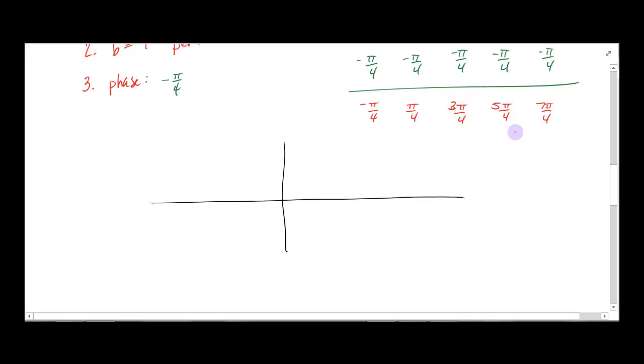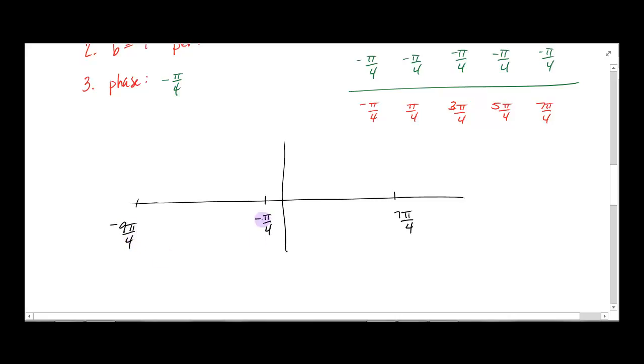I know that one period is occurring between negative pi over 4 and 7 pi over 4. So let's put that on here, and 7 pi over 4. I could either move in the positive direction by 2 pi to make 2 periods, or I could move in the negative direction by 2 pi. I happen to do it in the negative direction, so we're going to put on here negative 9 pi over 4.